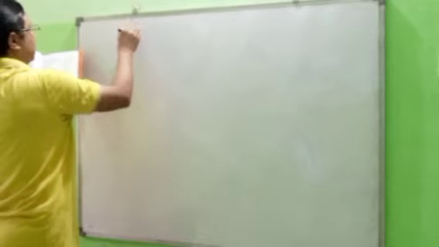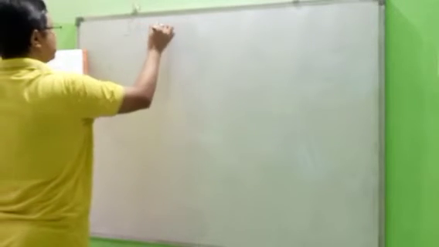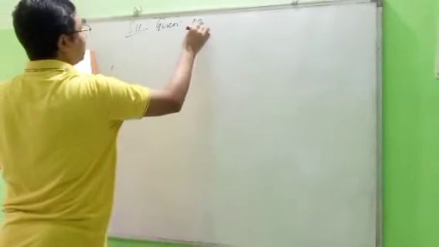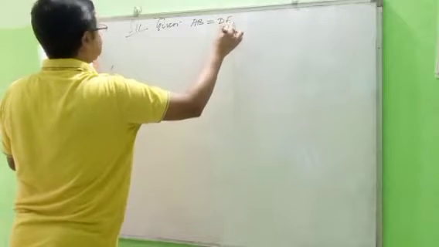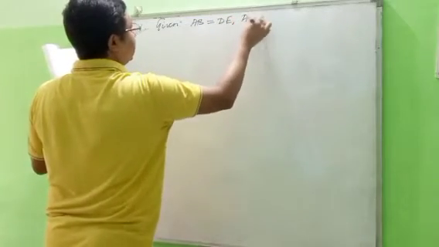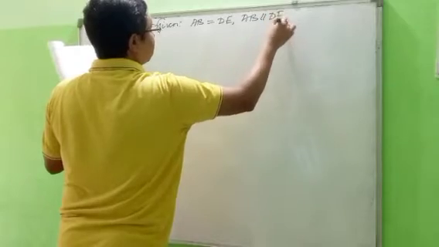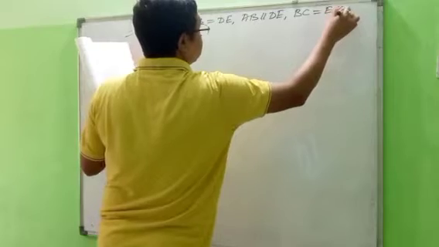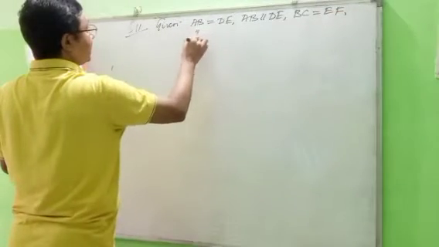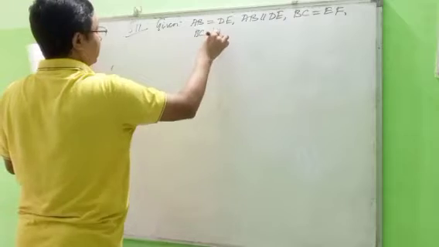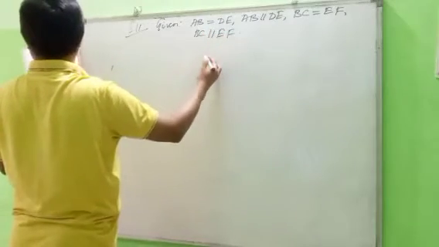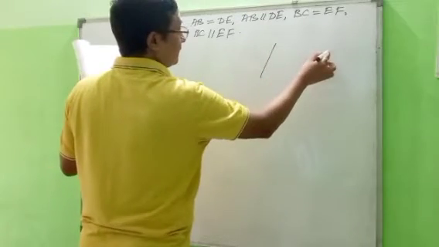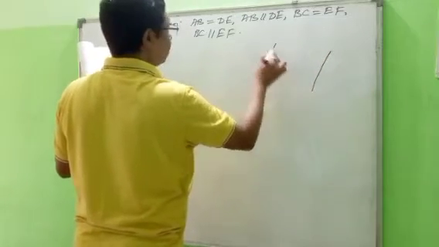Number 11, question number 11. So it is given that AB equals DE, then AB is parallel to DE, then BC equals EF, then BC parallel to EF. Then the figure is given.